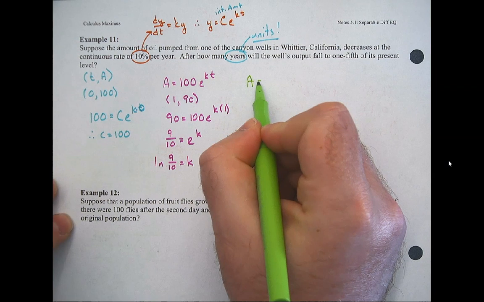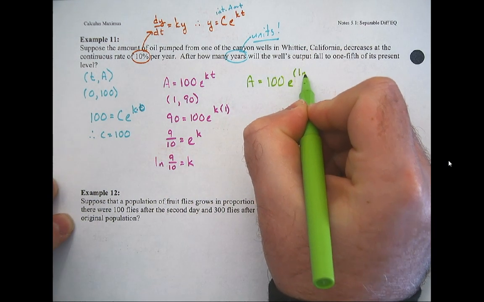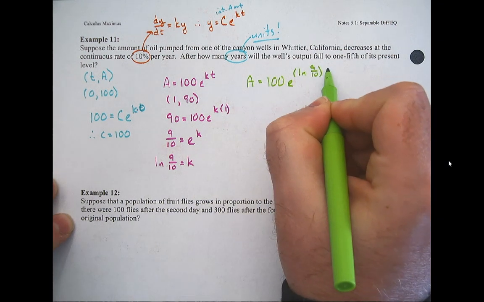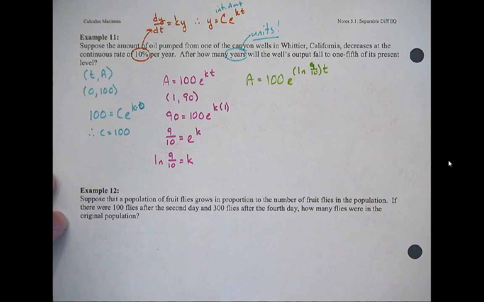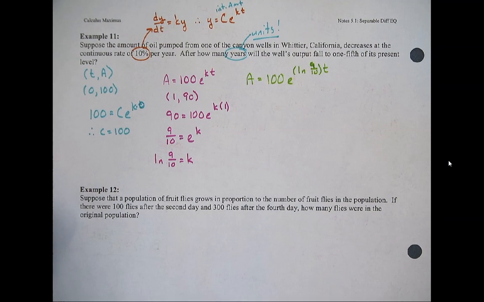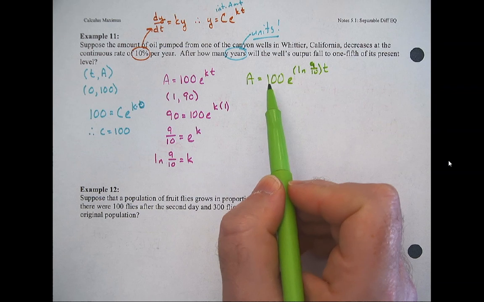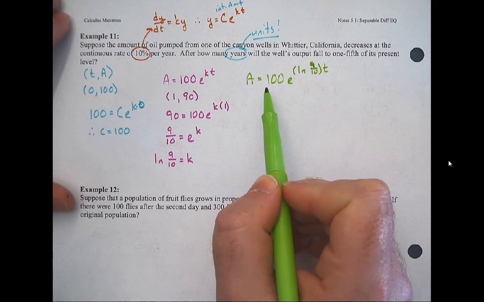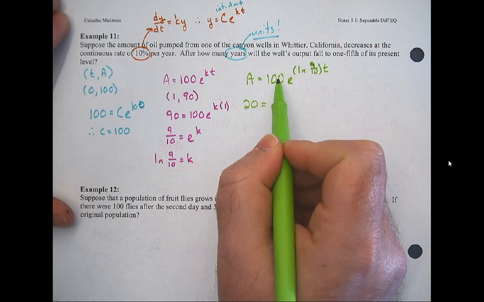So A equals 100, e to the, we said k was, I'm going to put that in parentheses so I don't get confused on who's getting natural logged. That's a 9/10. e to the natural log of 9/10 times t. After how many years will the well's output fall to 1/5 of its present level? So how many units of oil would we have if we're at 1/5 of 100? That would be 20. 100 divided by 5 ends up being 20.